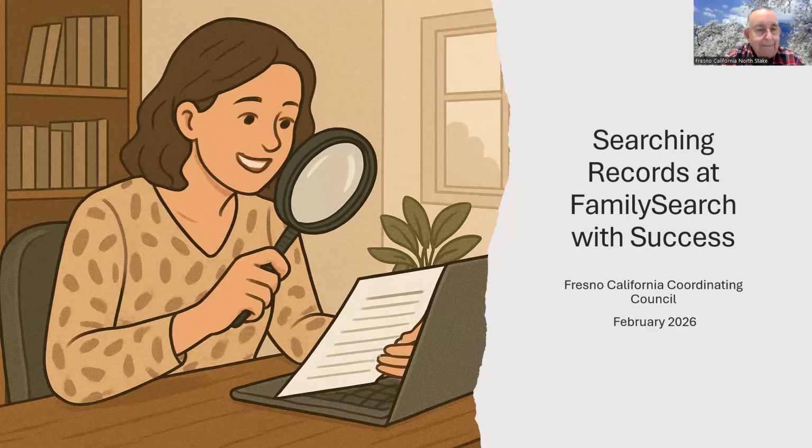Well, welcome back. Today we're going to be talking about searching for records at FamilySearch with success, and try to show you the various places that you need to go to search for records and the various ways to do your searches so that you'll have success and find those records that you're looking for to help you identify your ancestors.